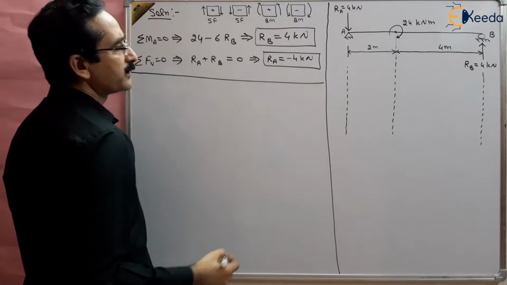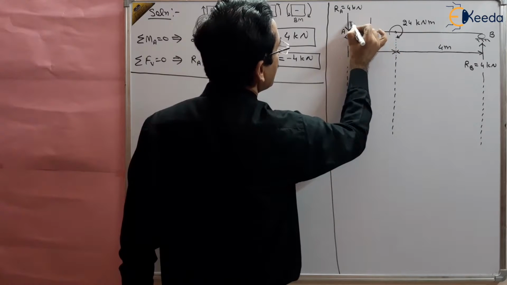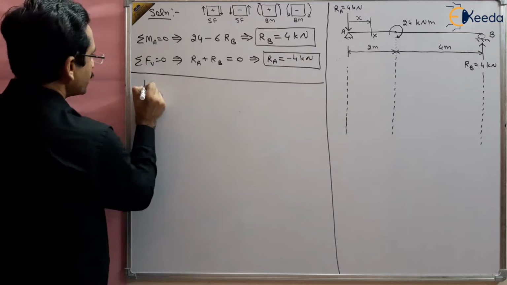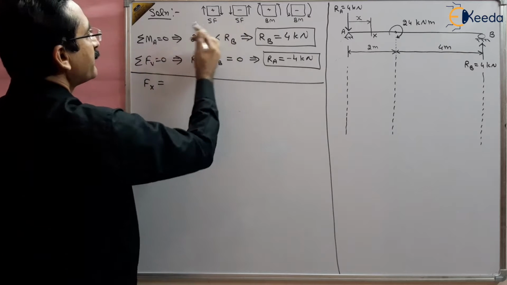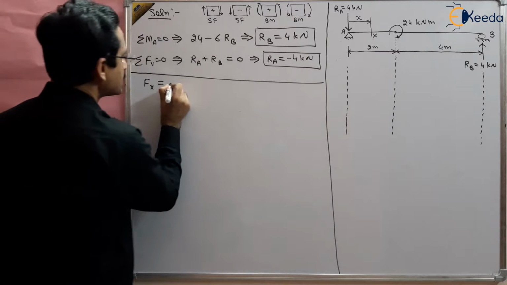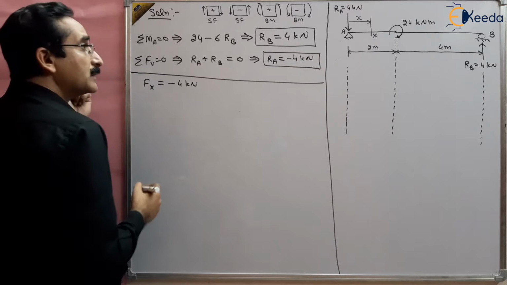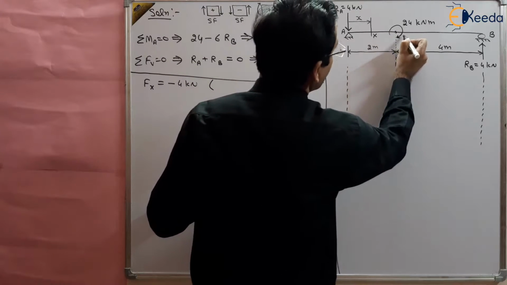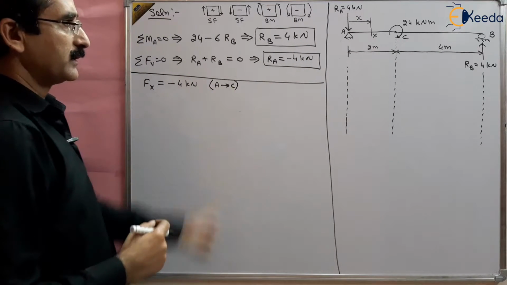Now we want to find out the forces. Take the section, suppose this is x, at a small distance x from A, and the shear force at x will be equal to, what is the shear force at x and what is the sign convention? To the left, downward is negative. RA is downward, it is negative. So this is minus 4 kilonewton, and it is valid between A to, suppose this point is C, A to C.